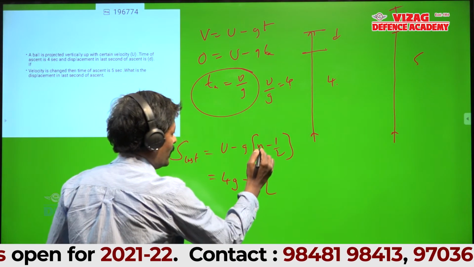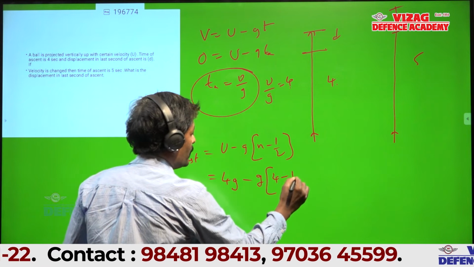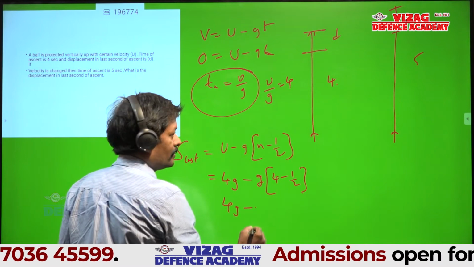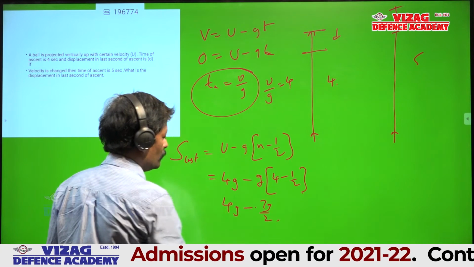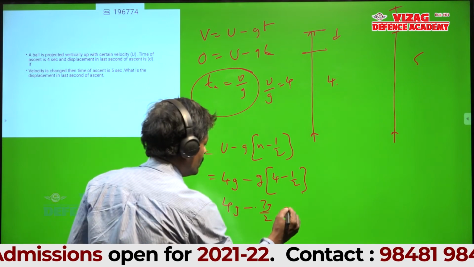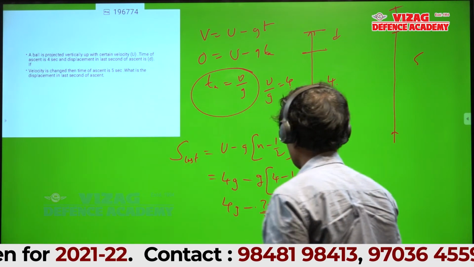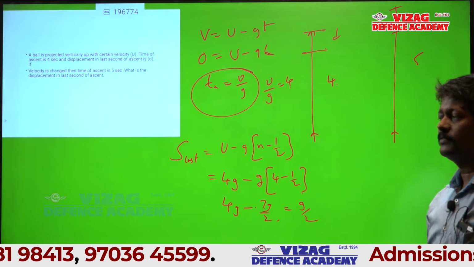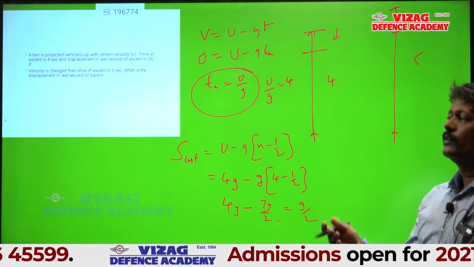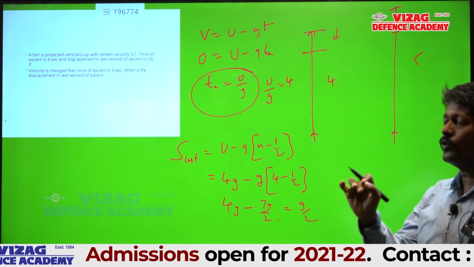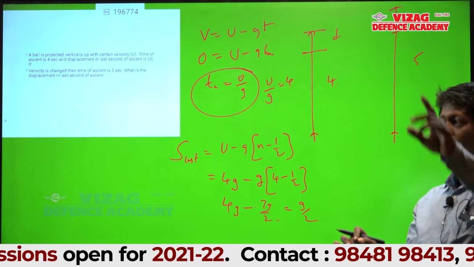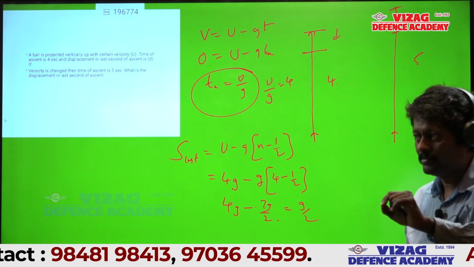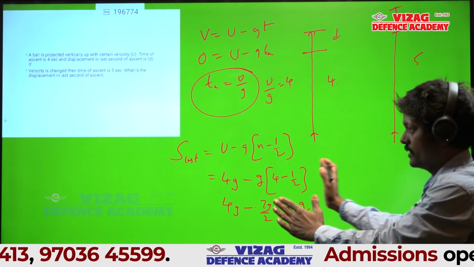S last is 4g minus g into 4 minus 1 by 2, so 4g minus 3.5g, that is g by 2. You agree? g by 2. g by 2 means how much? 4.9. That means in the last second it covered 4.9 meters. That's the first case.